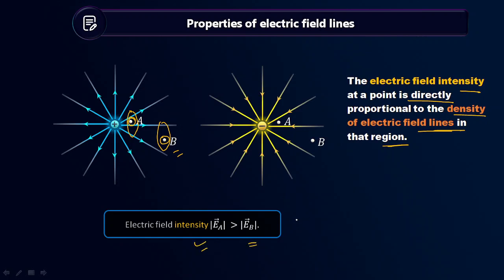So they can give you a diagram like this, and they will ask you at which point the electric field is more. One question was like this. They had given one diagram. These are electric field lines. This is point A and this is point B. And they will ask you where the electric field is more. So can I say that E at A will be more than E at B, because electric field lines have more density at A compared to B, right?